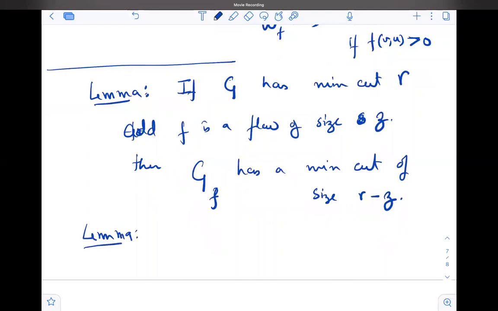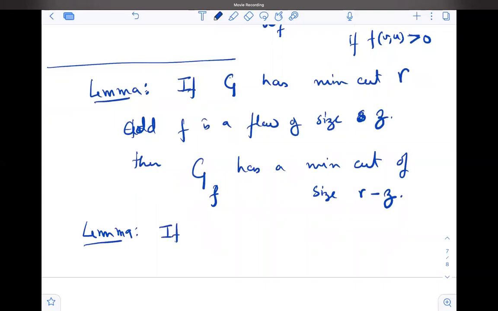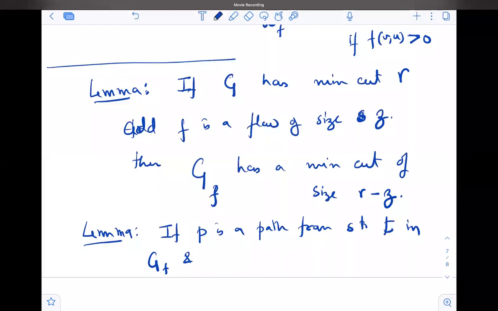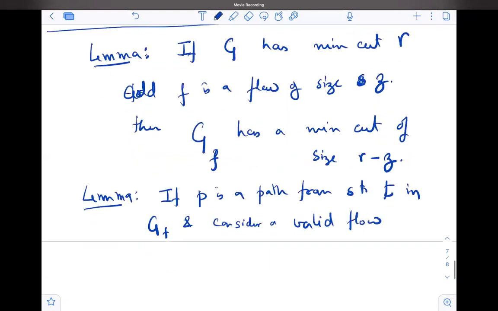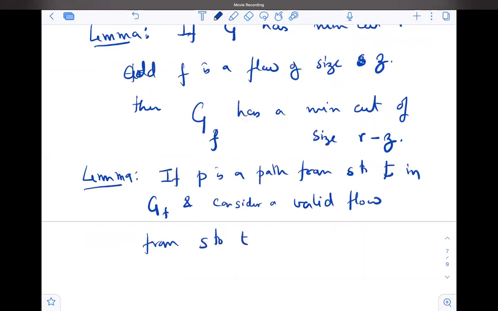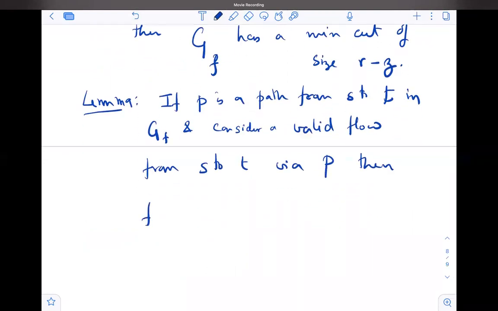If P is a path from S to T in GF, and consider a valid flow from S to T via the path P, then F plus P is a valid flow in G.